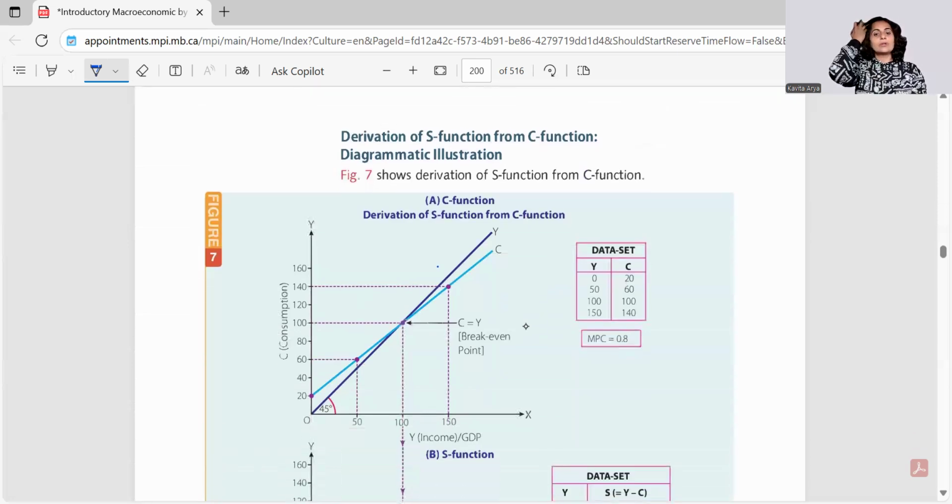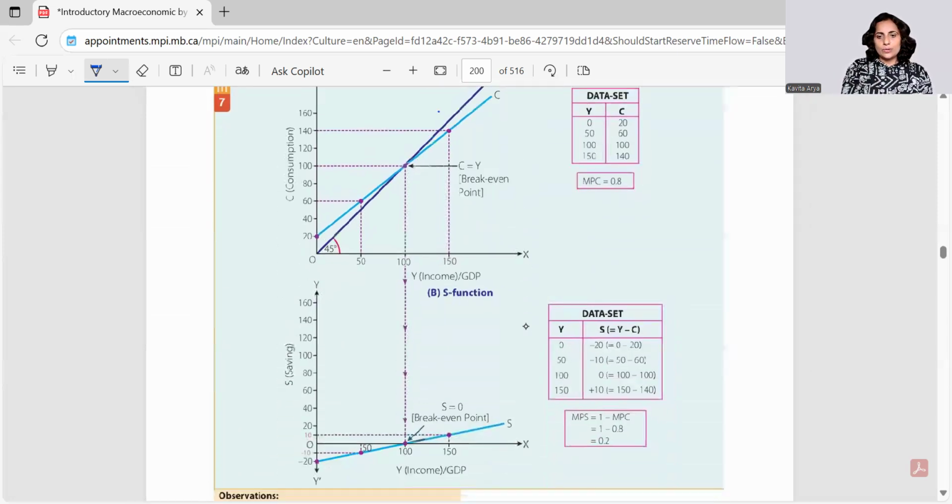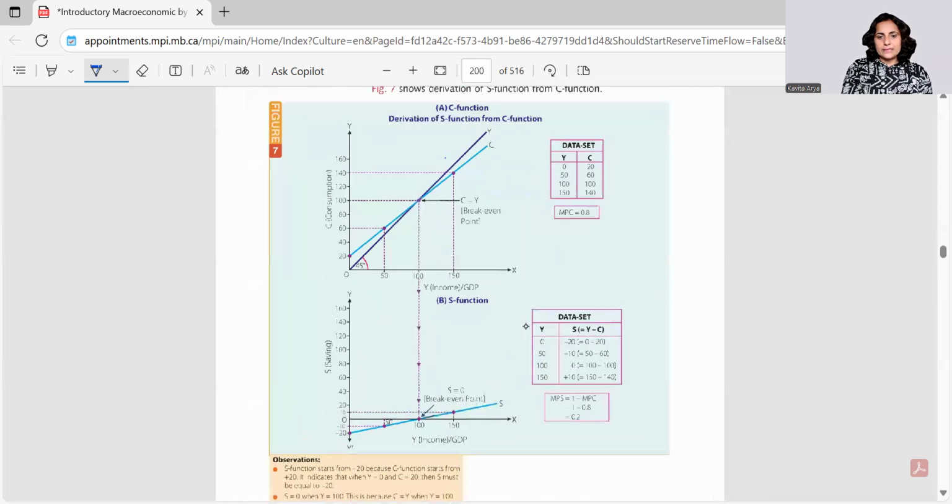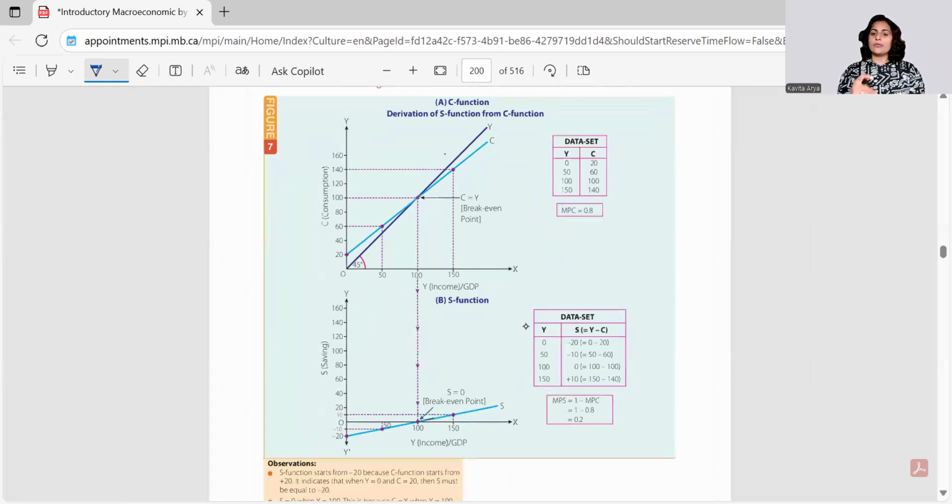Moving ahead, now the question is, how do we derive pictorially C from S and S from C? Whatever is given to you, put it at the top, and whatever is to be derived, put it at the bottom. So the question in board exams is asked, anyways, from C we can find S, and from S we can find C. So let's see. Basically, these two are related by two things. One, the break-even point, and one, the autonomous consumption. And we have to make note of that.